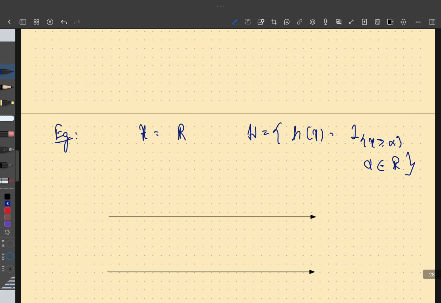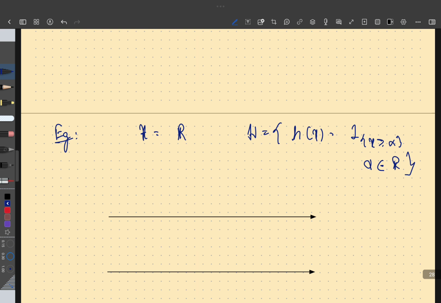All right. So the function basically is just a step function, right? H of x is just a step function. It's equal to 0 for x less than alpha and equal to 1 for x greater than or equal to alpha. Right?